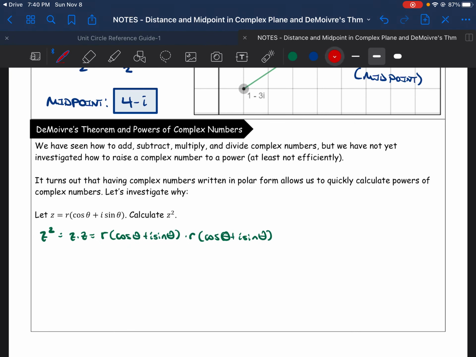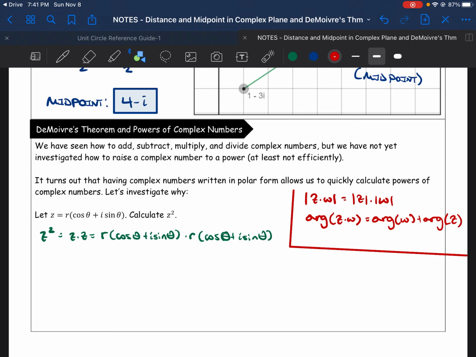Let's remember some things that we investigated in the last video. If we multiply two complex numbers together, let's say z and w, the modulus of the product is simply the product of the moduli. And we also saw that the argument of the product, remember the argument is simply the angle between the real axis and the modulus, is the sum of the individual arguments.